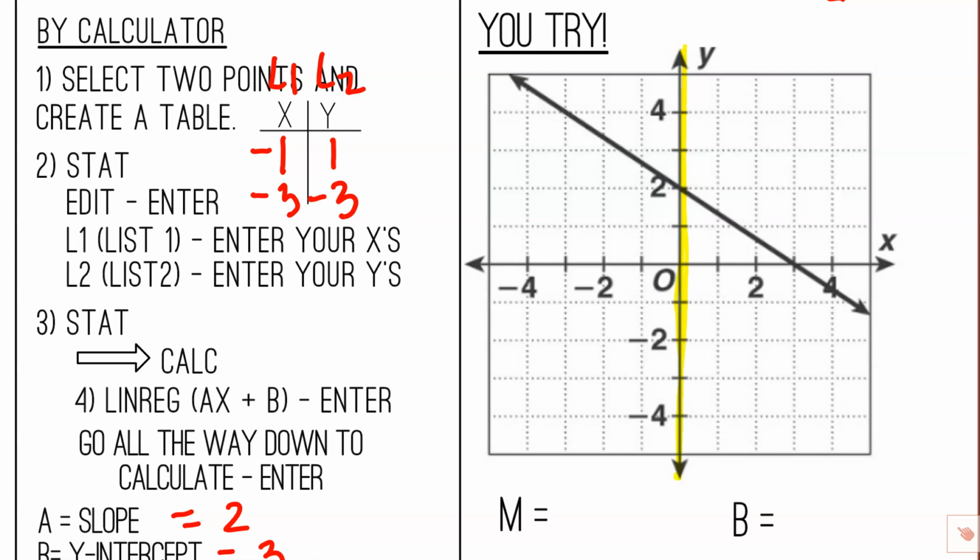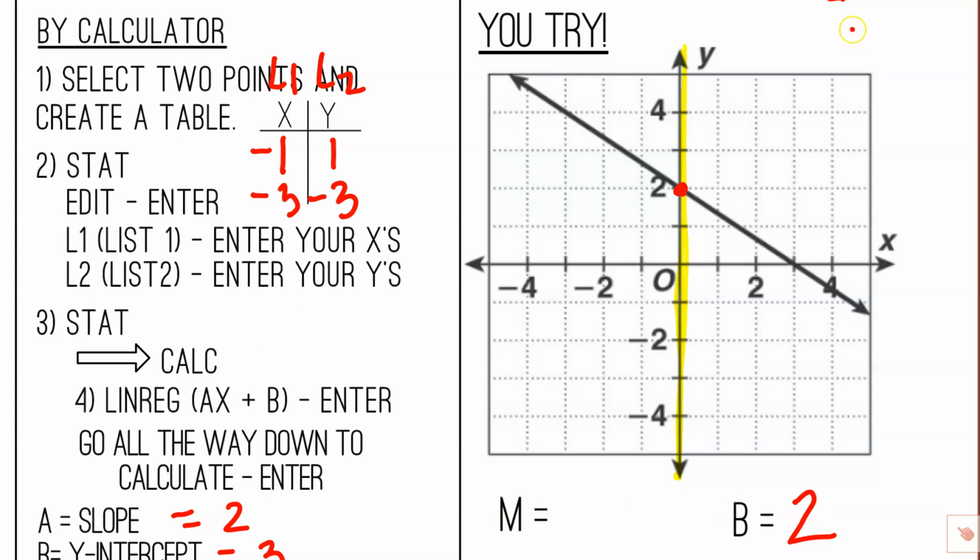All right, where does my line cross the y-axis? Well, it crosses at 2. So that is my B, my y-intercept. That is the y-intercept, the B. The line crosses at 2. And that's it, guys. That's it for the y-intercept.